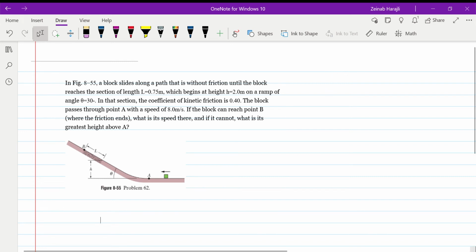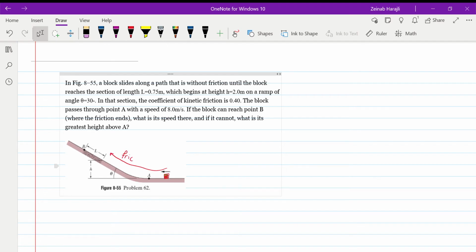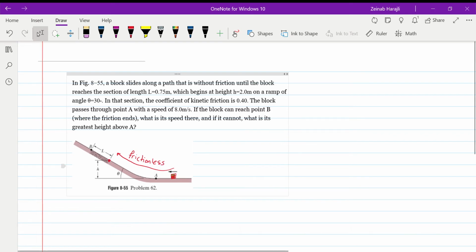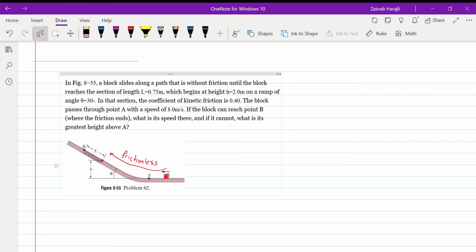In this problem, we're given this block that is sliding along a path which is without friction until the block reaches the section of length L equals 0.75. So our block starts from here. It goes along a frictionless path until it reaches this point where we have friction with a coefficient of kinetic friction of 0.4. So along this path we have friction. We're given that mu k is 0.4.